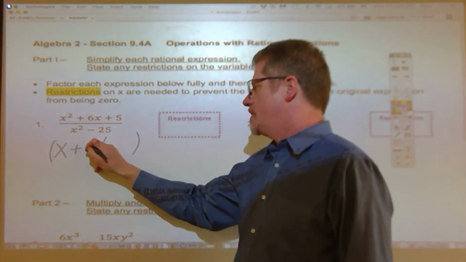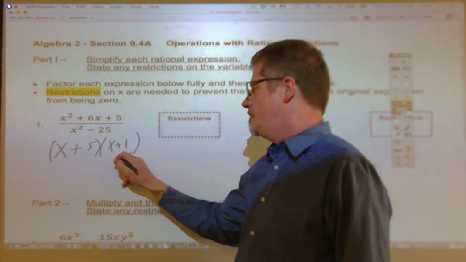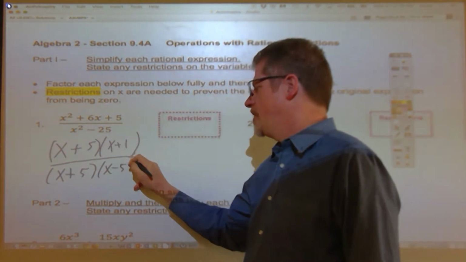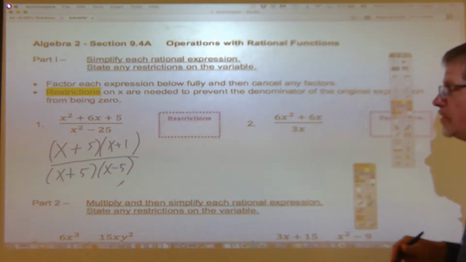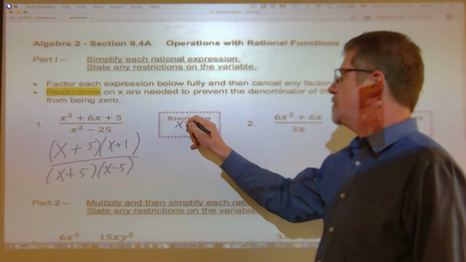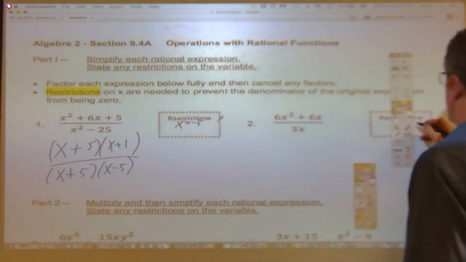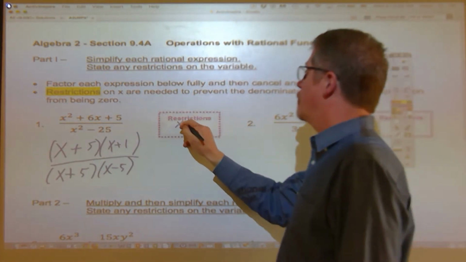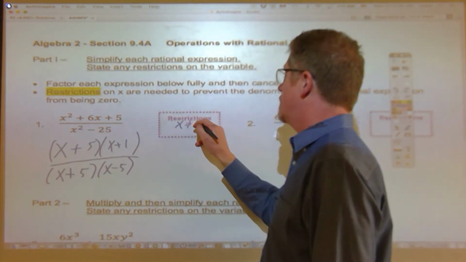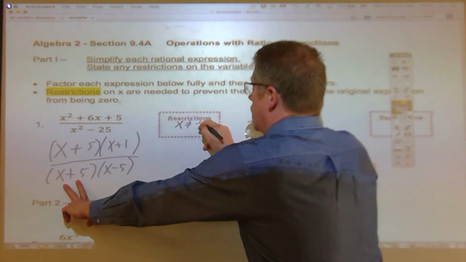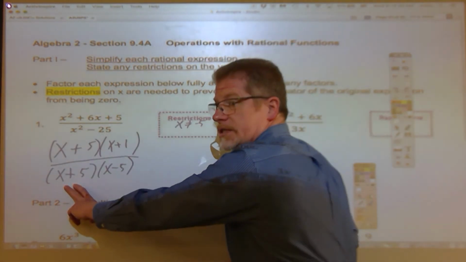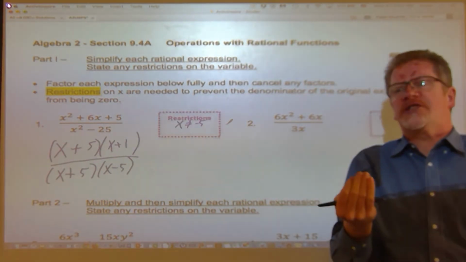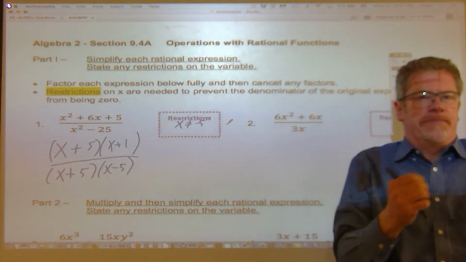So factor this into x plus 5 and x plus 1 divided by x plus 5 times x minus 5. The factored form reveals that we cannot let x equal negative 5. Are there any other restricted values of x in this rational function? X cannot equal negative 5, for otherwise this factor would be a 0, and we'd have division by 0. Is that it, or are there any other restricted values of x? So what do you think, Owen?